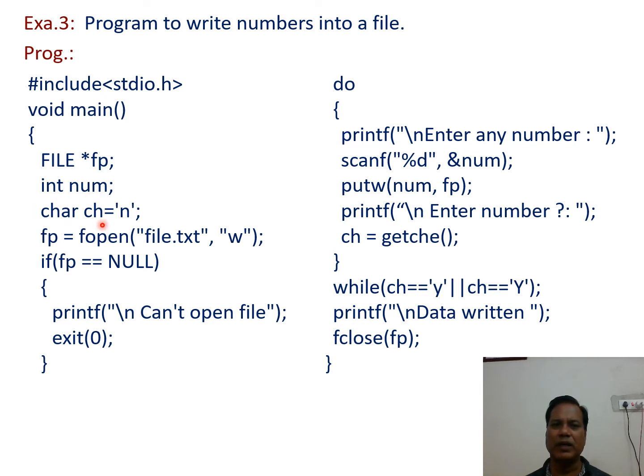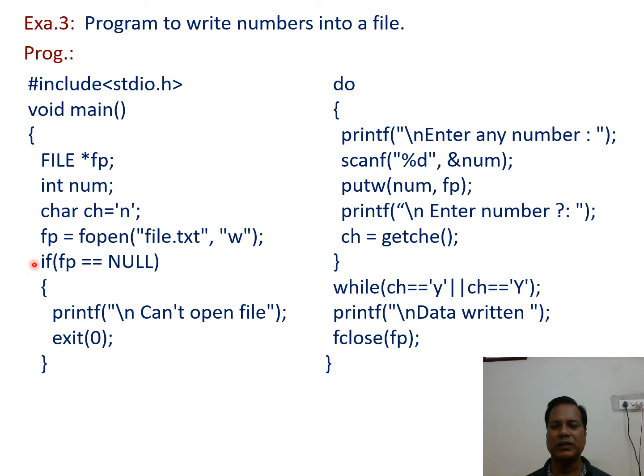Then char ch = 'n'. This statement declares a character type variable ch and assigns the character n. Then fp = fopen("file.txt", "w"); with a semicolon at the end. This opens file.txt in the writing mode, and the information about this is assigned to the file pointer fp.